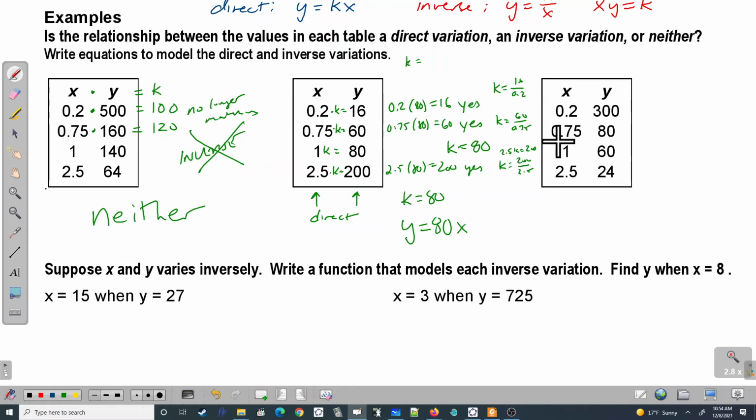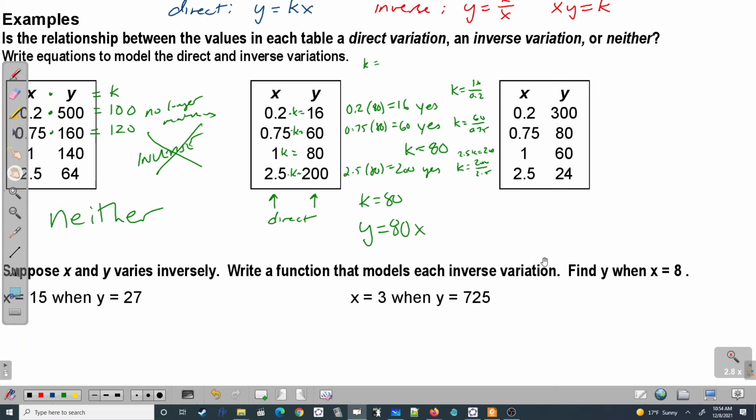Let's try the last example. I got 0.2, I got 0.75, so I'm still using the same x's, and they're still increasing. But I'm noticing that as I increase my x's, my y's are decreasing. This is most likely going to be inverse or not inverse, but it's definitely not going to be direct. So let's just take that out. Let's ask ourselves, is this inverse? In this case, does x times y equal k?